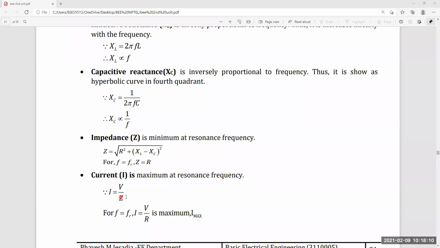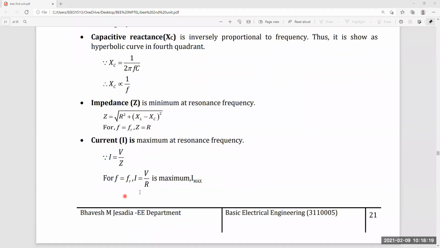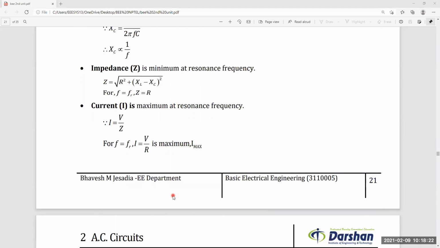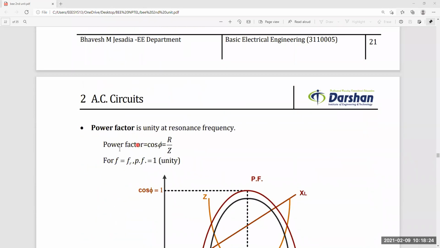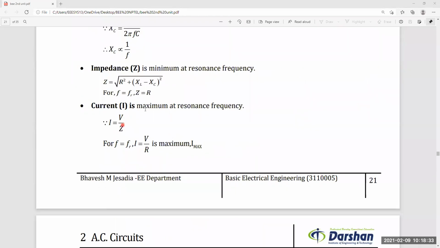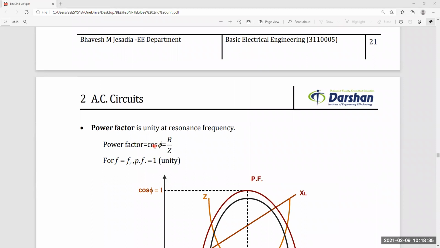I is equal to V by Z. So Z is minimum, the denominator is minimum, which means the total current I is maximum. That's why current is maximum at resonance frequency. I is equal to V by R, so maximum. Then power factor cos phi is equal to R by Z, from the impedance triangle. Z is equal to R. So what is the power factor? Cos phi is equal to 1. That is called unity power factor.